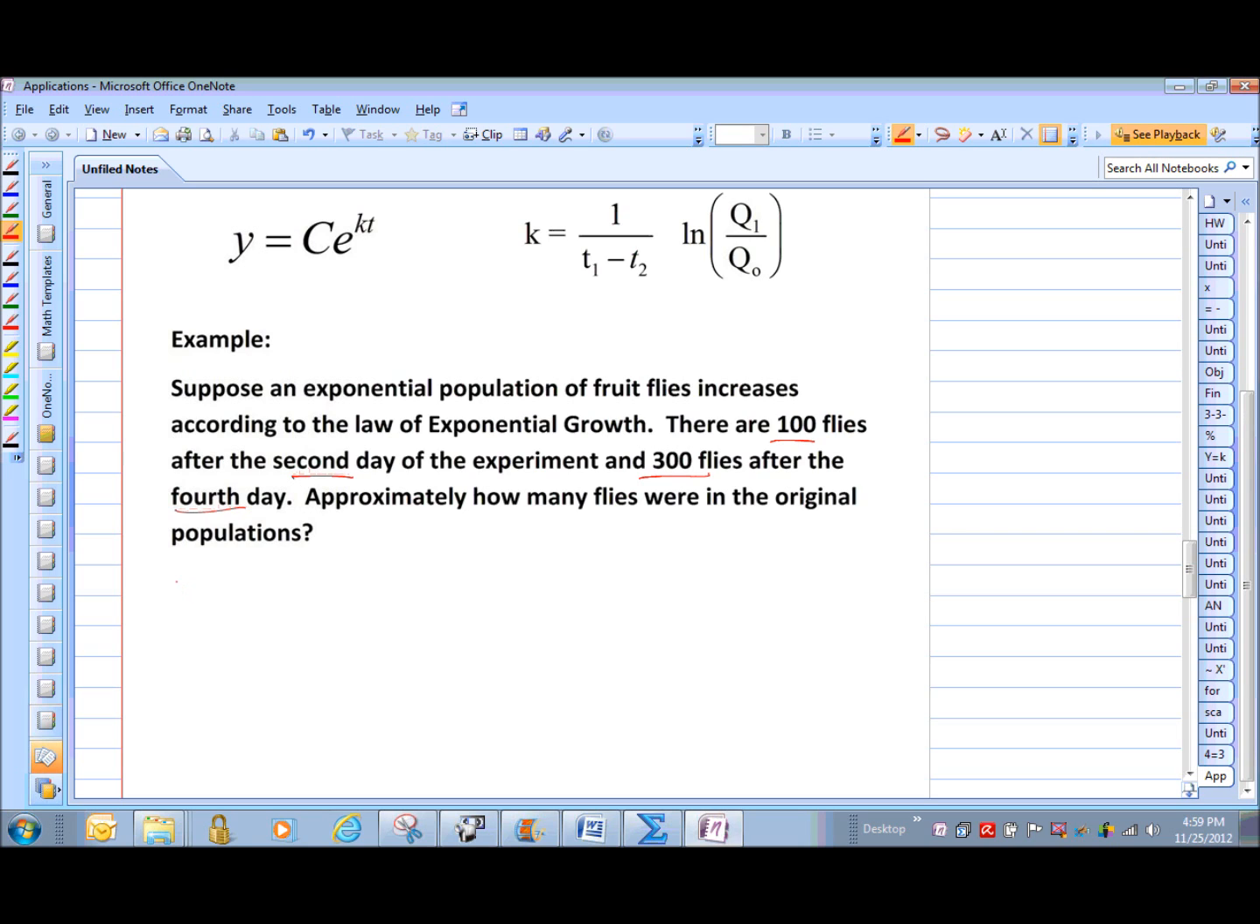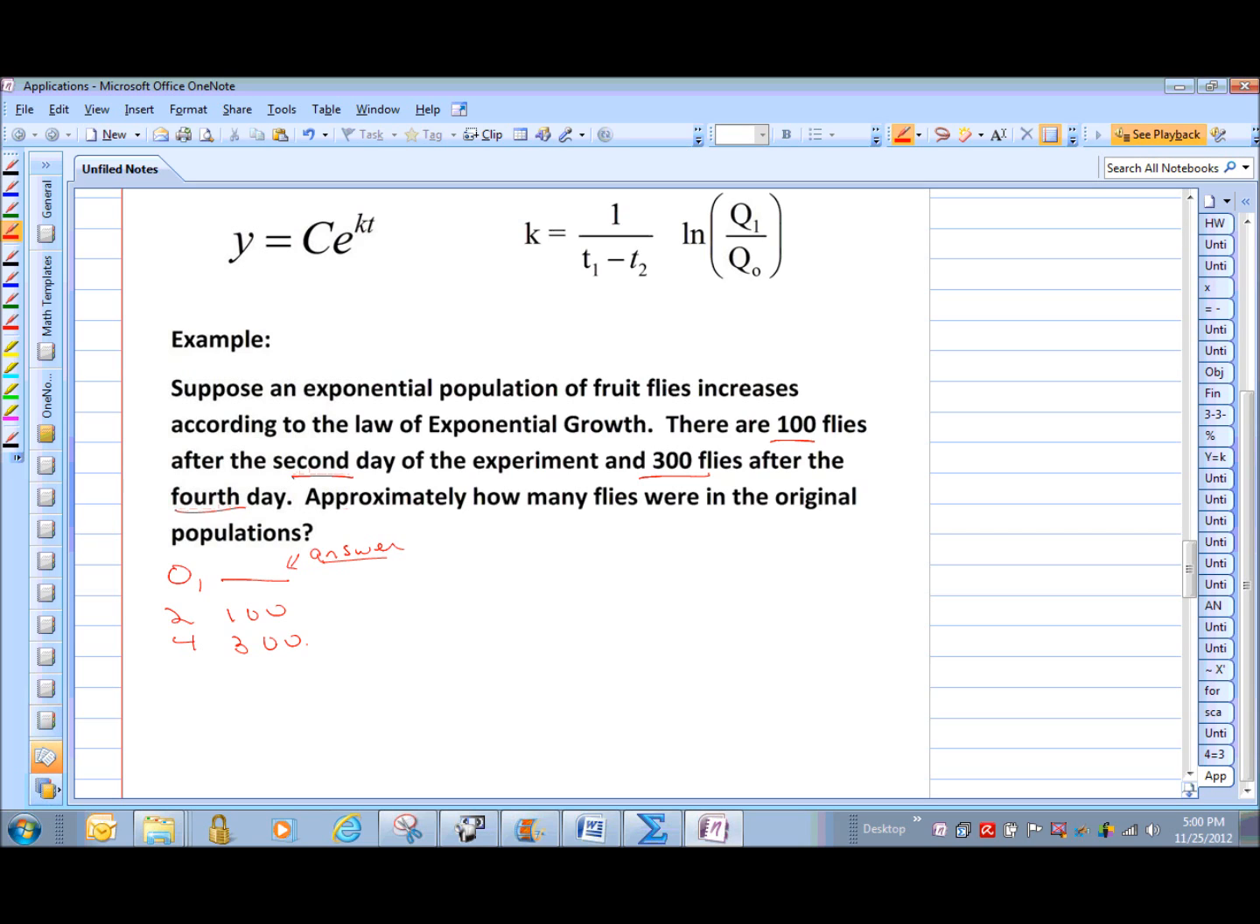We know at time 0 we don't know what the original population was. That's what we're looking for. This will be the answer we're trying to get. We do know that after 2 days we had 100 fruit flies, and we know after 4 days we had 300 fruit flies.